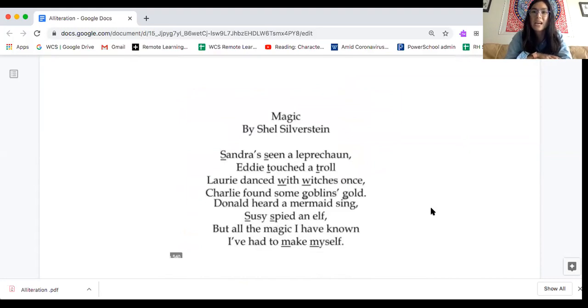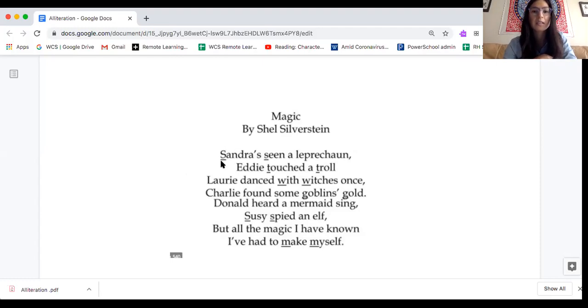In this poem, Magic by Shel Silverstein, the examples are already underlined. Now, sometimes alliteration might have all of the same sound throughout the poem, and sometimes you'll see examples of alliteration line by line. So let's listen to this poem, Magic.